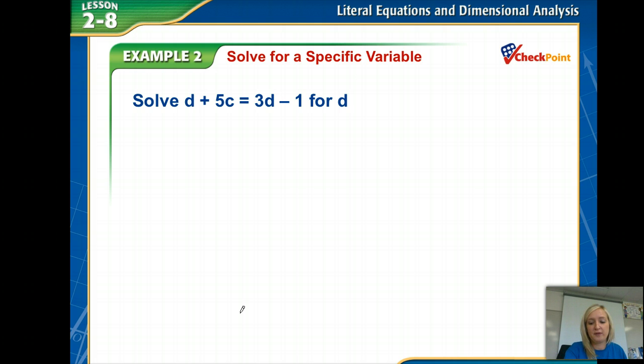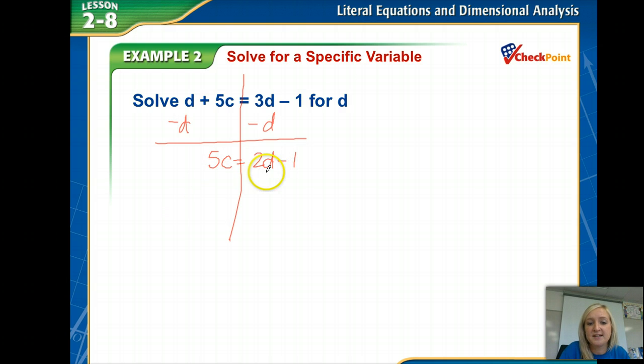All right, hopefully you've paused the video. Let's see if we can get the same thing. If I need to get D by itself, I am going to start by subtracting 1d from both sides. This brings down the 5c. 3d minus 1d is 2d, minus 1. So if I need to solve for d, I'm going to add 1 to both sides.